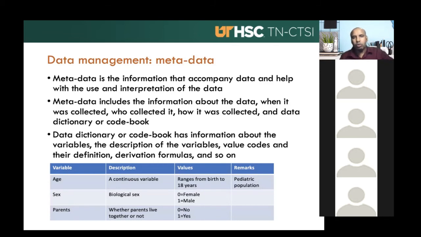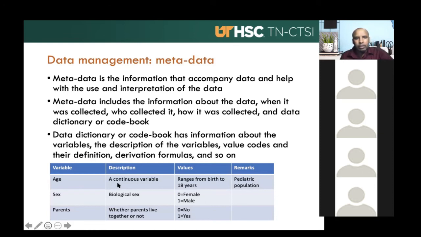The data dictionary or code book has information about variables, the description of the variables, the value codes and their definitions, derivation formulas, and so on. For example, this is an example data dictionary or code book. We have the variables listed here, a description of what the variable stands for, the information about the values, and we can also put remarks. We can add any additional information that may help in understanding what the variable stands for.